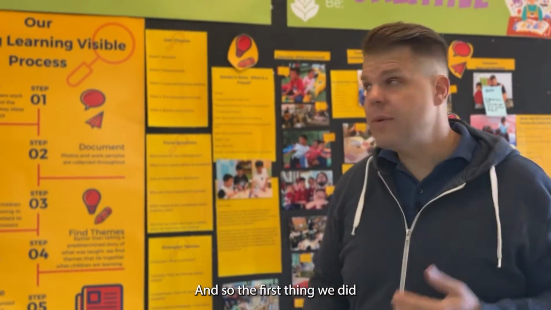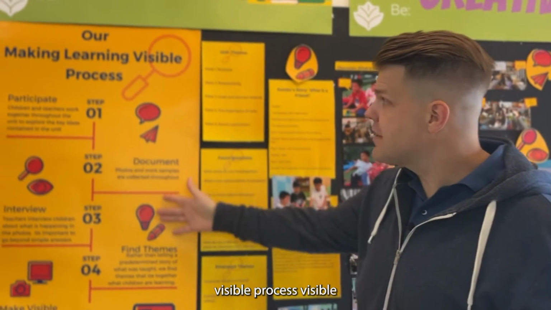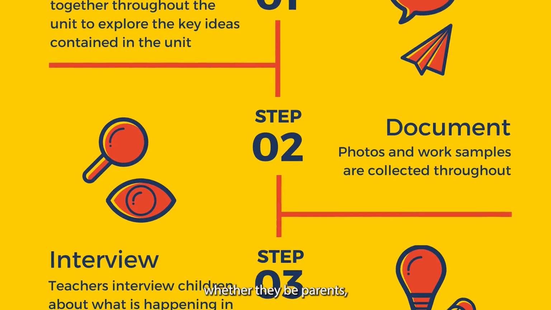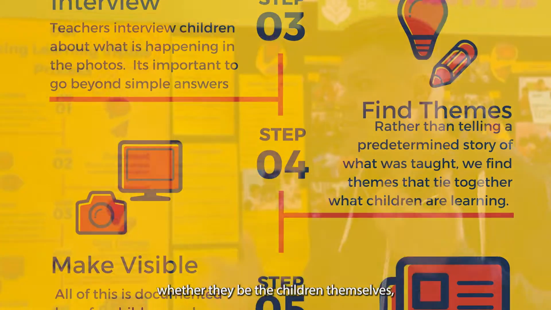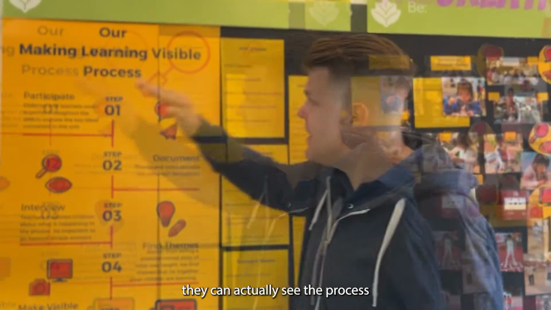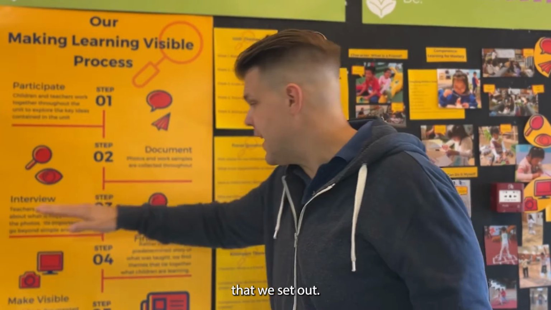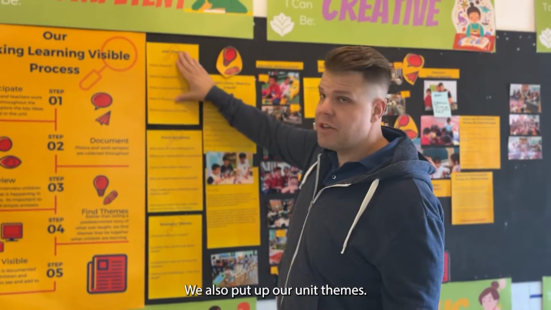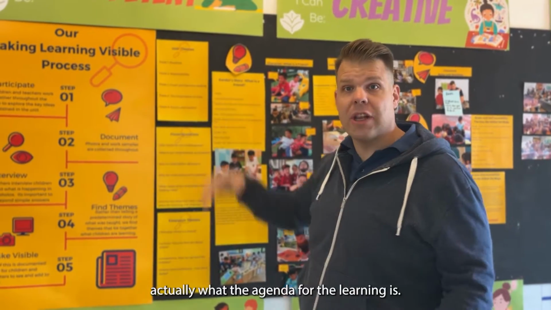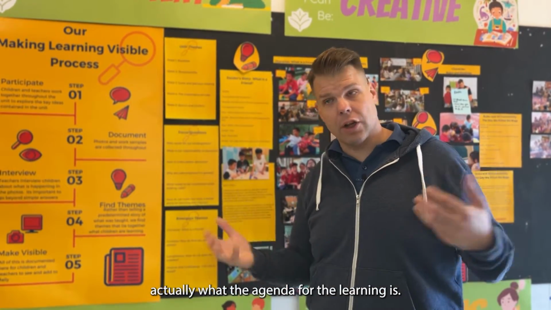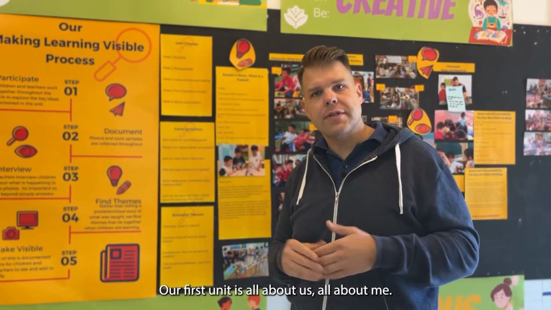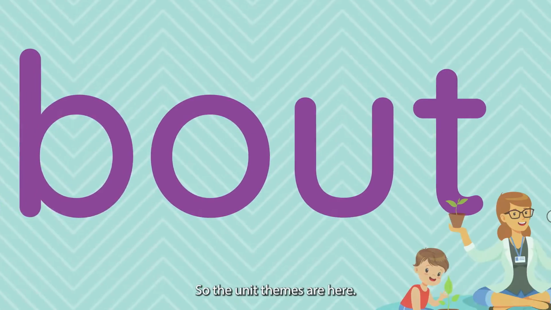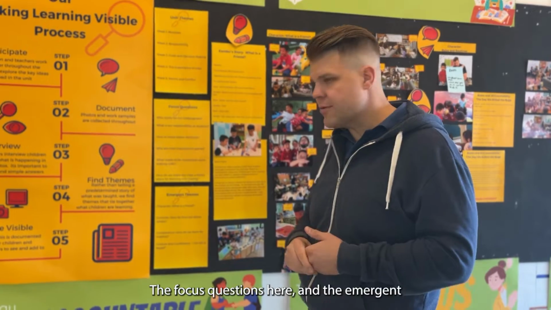And so the first thing we did was actually make our learning visible process visible so that people who come to see this board, whether they be parents, whether they be my colleagues, whether they be the children themselves, can actually see the process that we set out, and it's very, very easy. We also put up our unit themes, so it's clear what the agenda for the learning is. Our first unit is all about us, all about me. So the unit themes are here, the focus questions here, and the immersion themes are here.